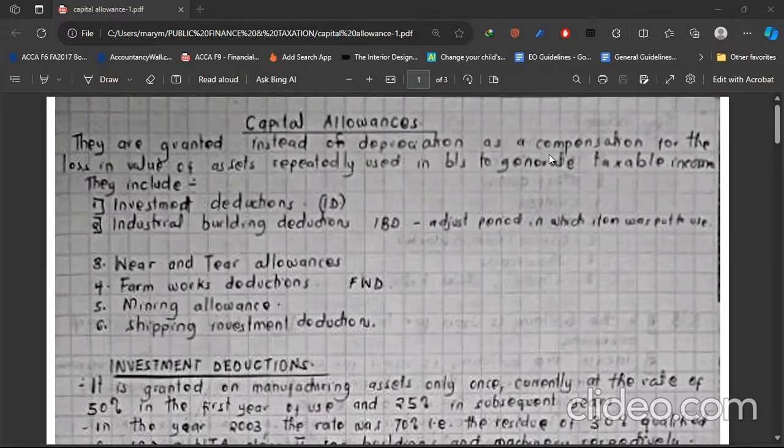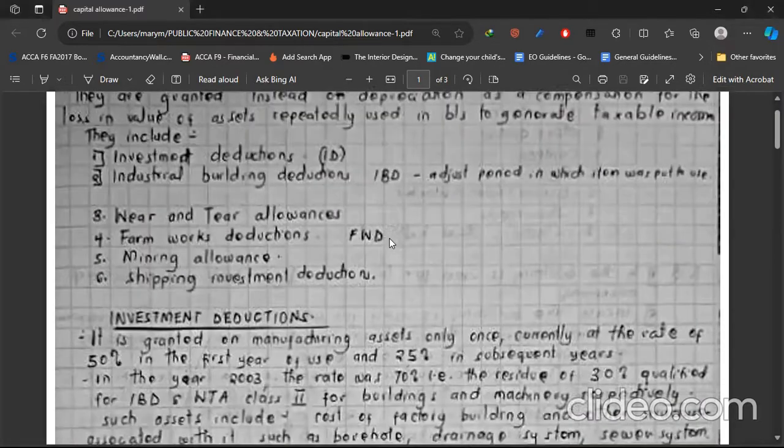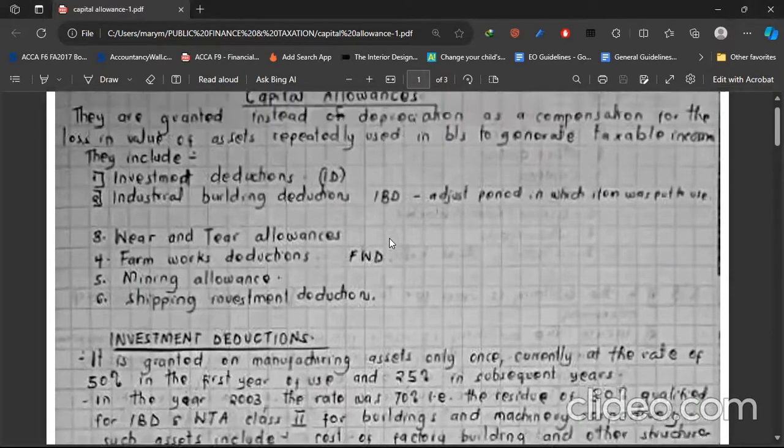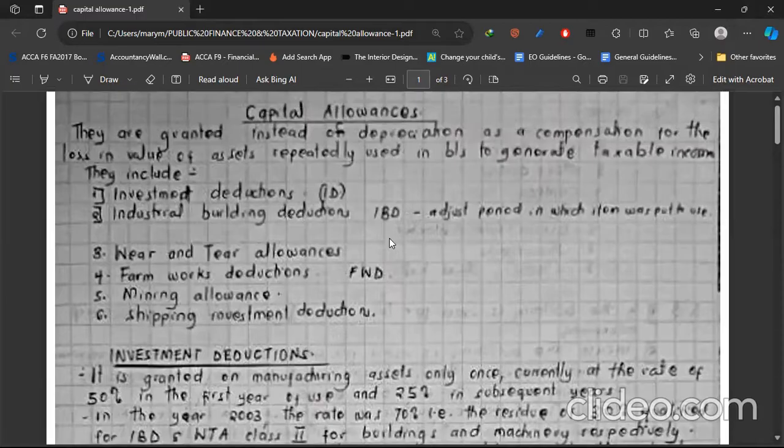Now, we also discussed the wear and tear allowances. When you're looking at the capital allowances, you'll realize that at your stage, don't concentrate on the farm works deduction and shipping. They are not applicable at your stage, but I'll just introduce them to you because you'll learn them at advanced level.